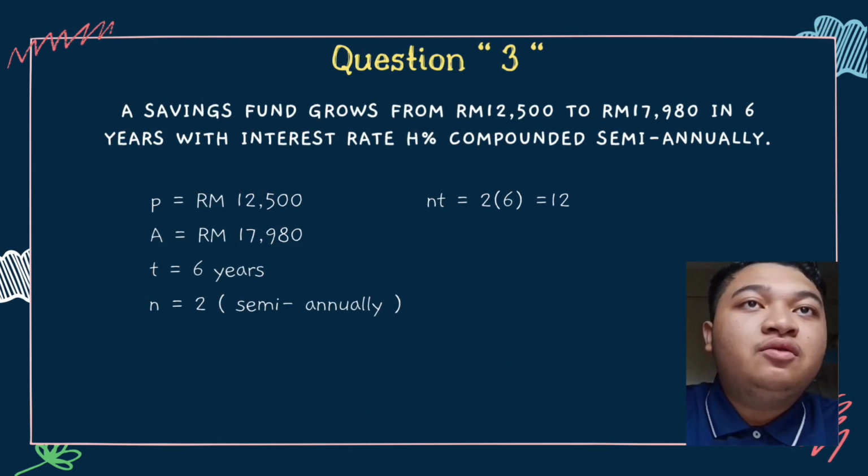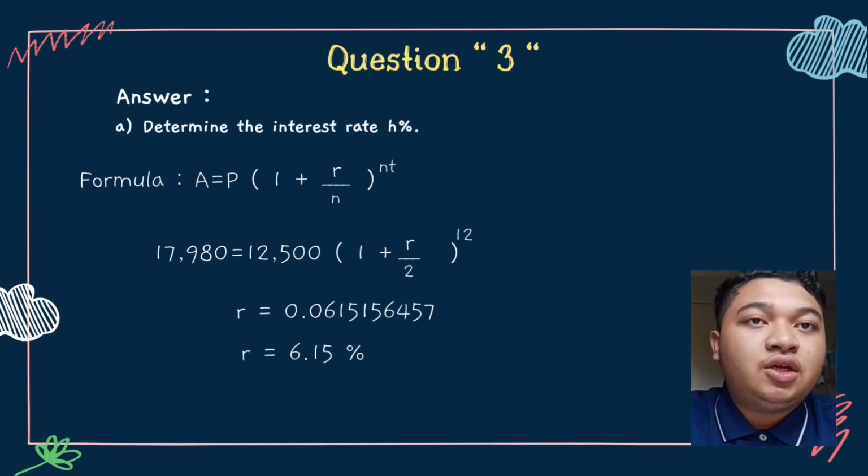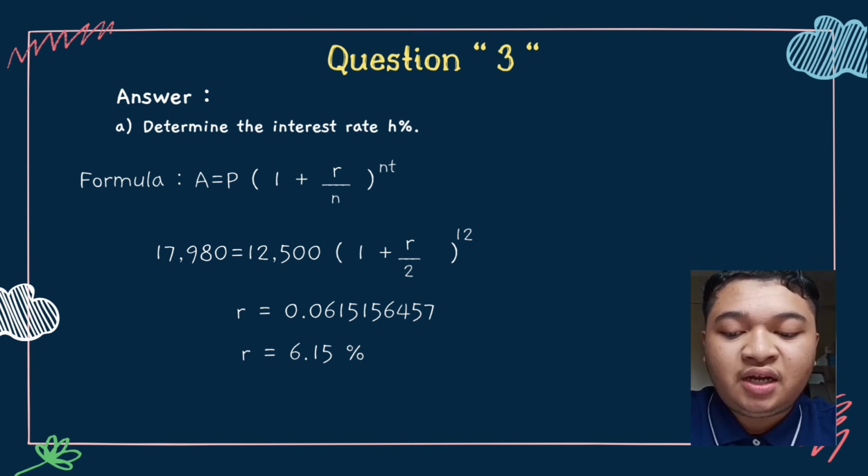Question 3. The savings fund grows from 12,500 ringgit to 17,980 ringgit in 6 years with interest rate of H compounded twice a year. From this, we know the final amount is 17,980 ringgit, the principal is 12,500, and the time is 6 years. However, we don't know the interest rate. Question A. Determine the interest rate H. So we will use the compound interest formula. A equals P times (1 plus R per N) to the power of NT. We know everything except R, so replace R with H. And it should look like this.